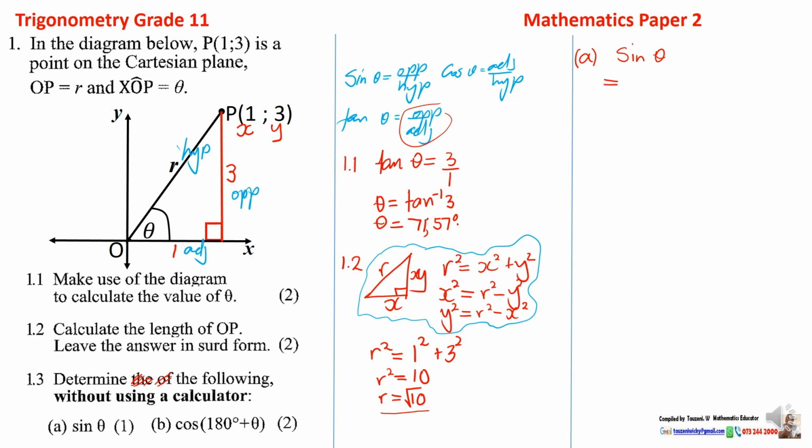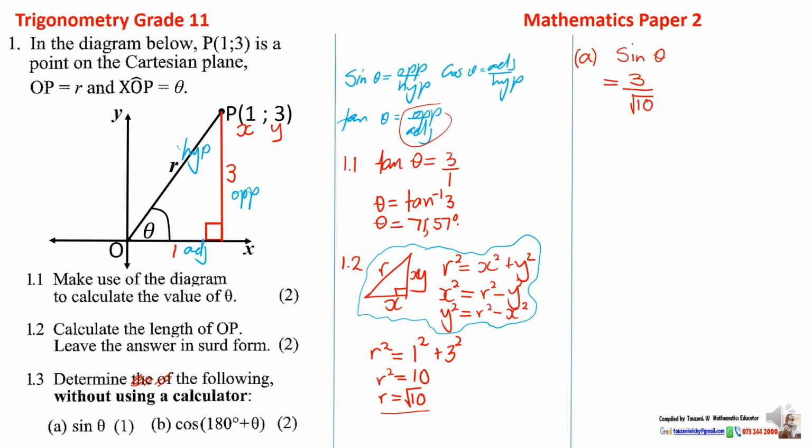Now, the sine of theta is equal to opposite over hypotenuse. So in our diagram, the opposite is equal to 3. The hypotenuse is r, which we just calculated in the previous question. So the answer to this question is 3 divided by the square root of 10. Without using a calculator, I have simplified the value of sine theta. It is equal to 3 over root 10.